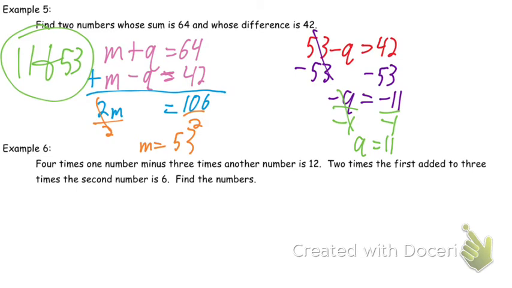So, 4 times one number minus 3 times another number is 12. 2 times the first added to 3 times the second number is 6. Find the numbers.